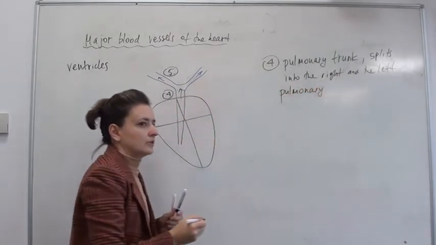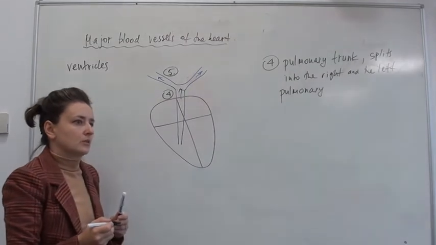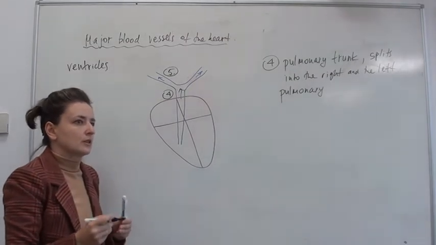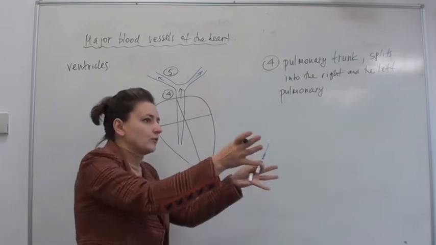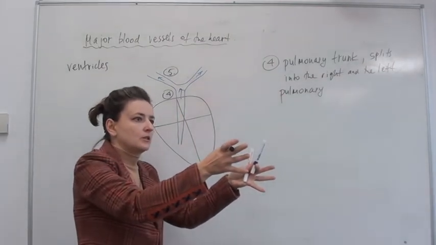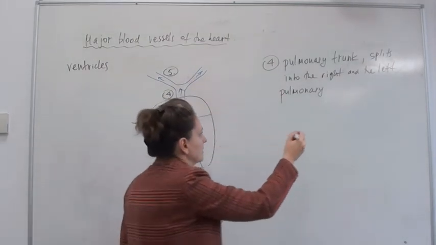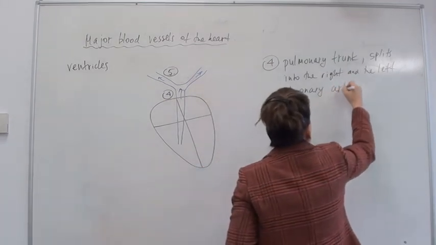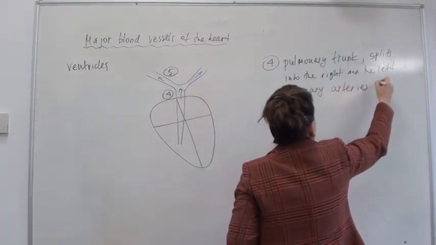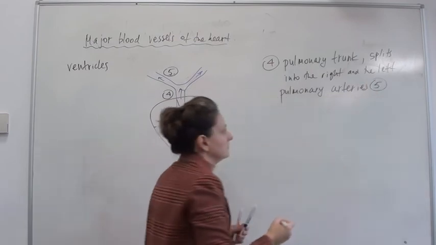I need you to help me out a little bit. What do you think the next word is going to be? So I'm talking about a vessel which is taking blood away from the heart. Is that going to be artery or vein? Artery. So there are pulmonary arteries, and that's going to be number 5.